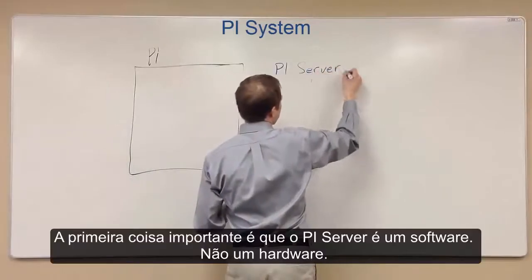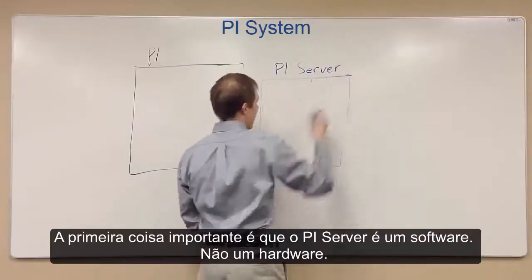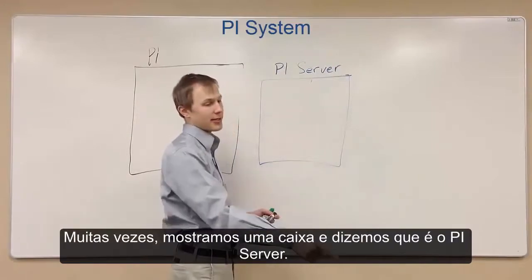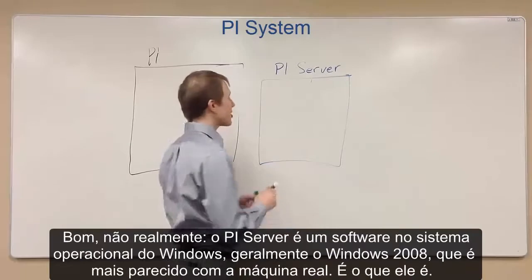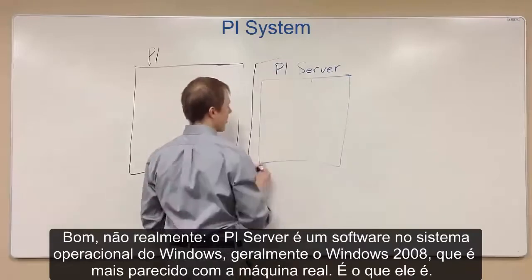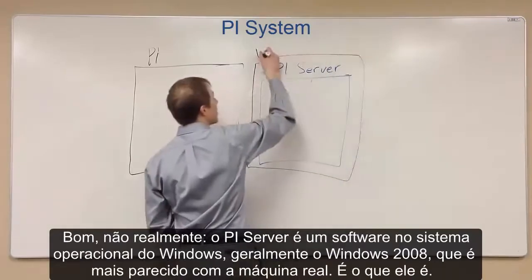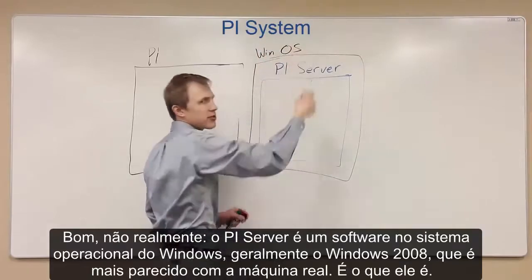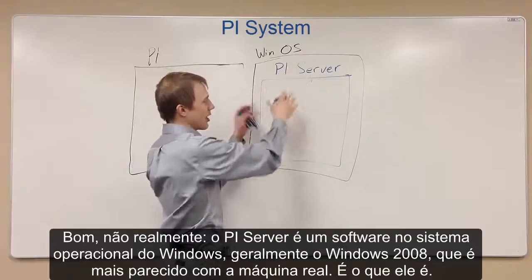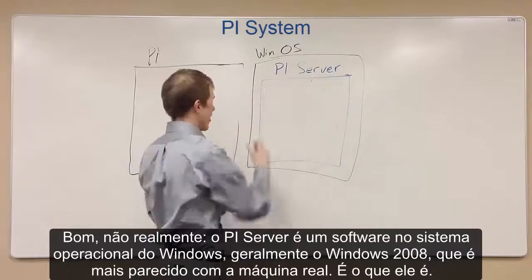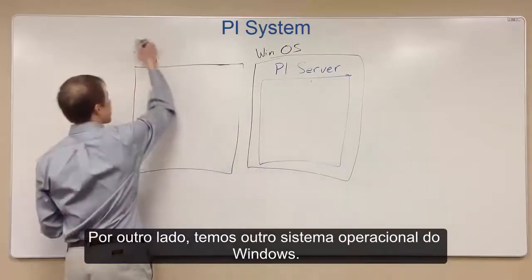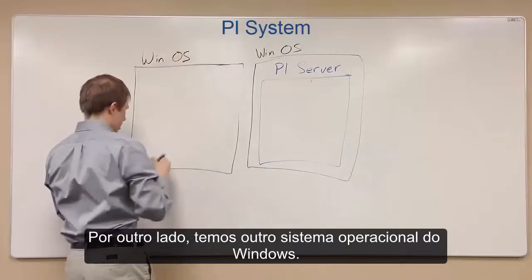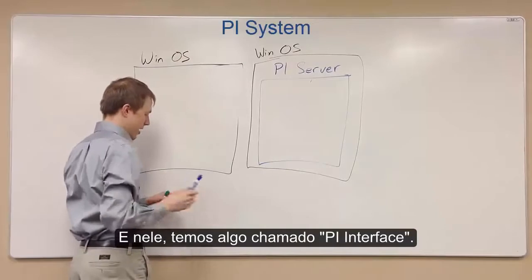Now, the first thing to notice with a Pi server is that it's a piece of software. It's not hardware. Often we'll look at a box and say, that's the Pi server. Well, not really. The Pi server is a piece of software that's on a Windows operating system, which is often Windows 2008. And that's more like the actual machine. Elsewhere, we have another Windows operating system, and on there, we have something called the Pi interface.